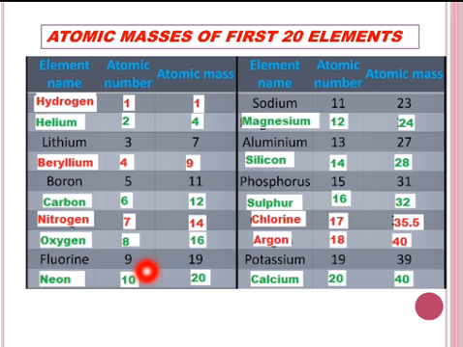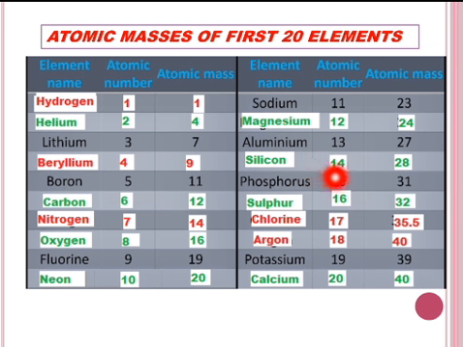See now neon with atomic number 10. Again, it is an even number. Just double it. You will get the atomic mass of neon. This is 20. Now see magnesium with atomic number 12. 12 is again an even number. And double this number, you will get the atomic mass of magnesium, 24.